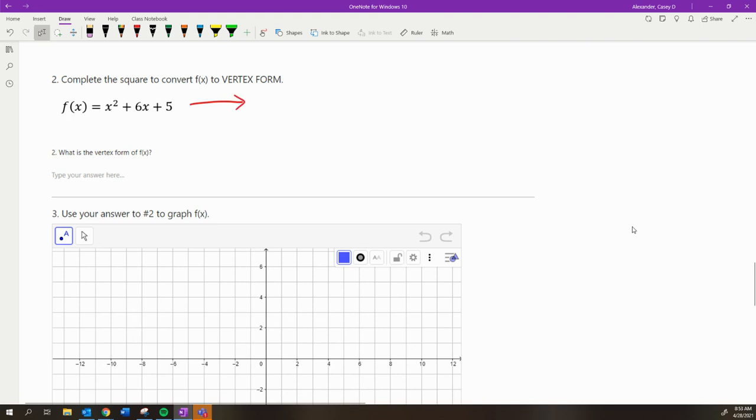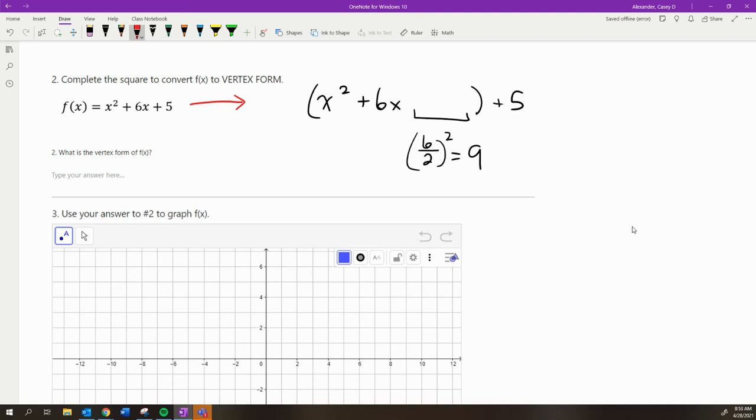And so I'll do that work over here, because we need to identify the vertex by completing the square. So remember, we're going to write the first 2 terms inside parentheses, leave a blank, and then write the third term out here. And then the number that gets added inside the parentheses right here is half of the b term squared. So 6 divided by 2, and then square that number. Well, that's 3 squared, which is 9. So we should add 9 inside the function and then subtract 9 outside the function.